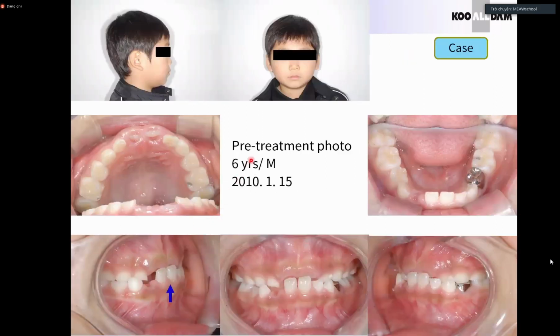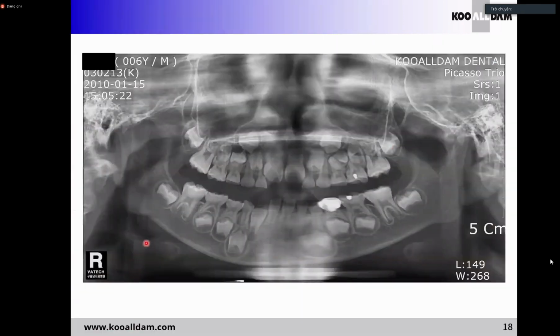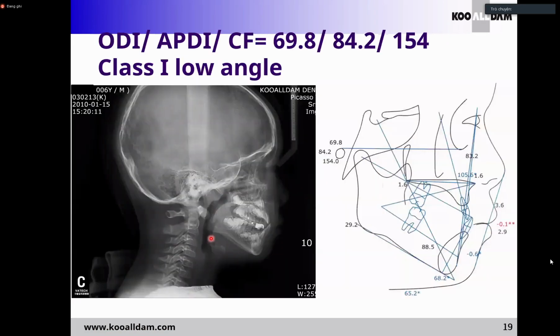This patient is a 6-year-old boy. You can see the extrusion of the lower incisor, and this is the excessive curve of Spee. Okay, this patient, APDI 84, this is class 1. The class 1 low angle case.